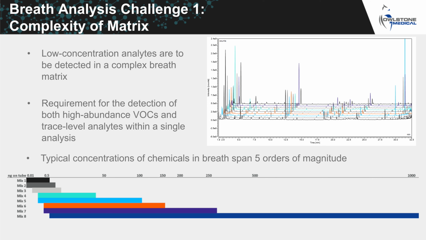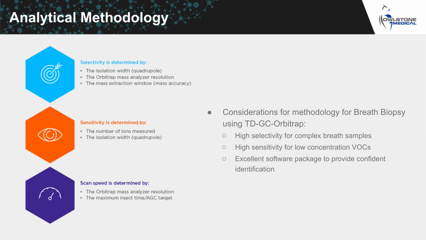There's a lot of information captured on these thermal desorption tubes, and typical concentrations of different chemicals or analytes can easily span 4 to 5 orders of magnitude. So we need to be able to detect and measure high abundance VOCs as well as the trace level ones in a single analysis. This means that our analytical methodology needs to keep up.